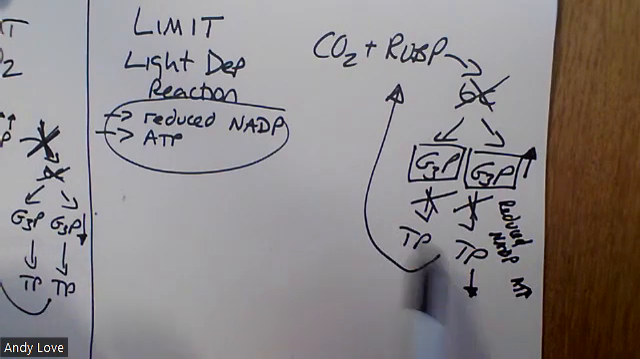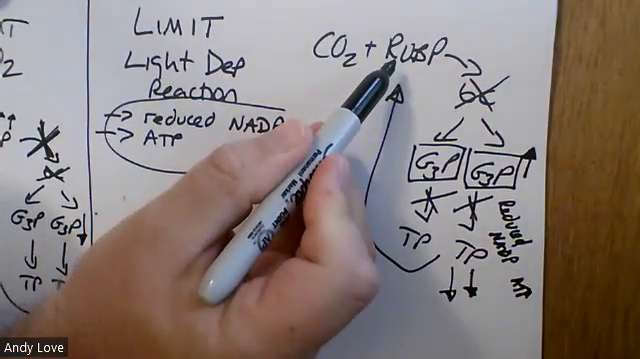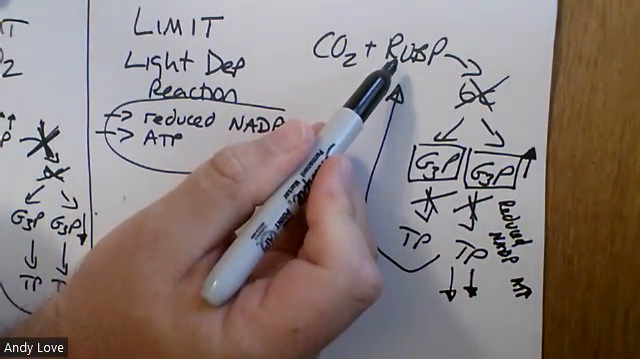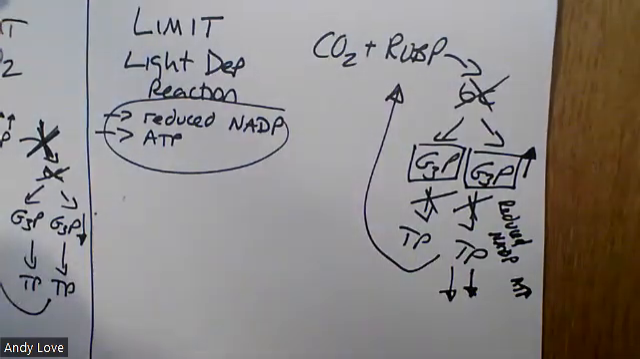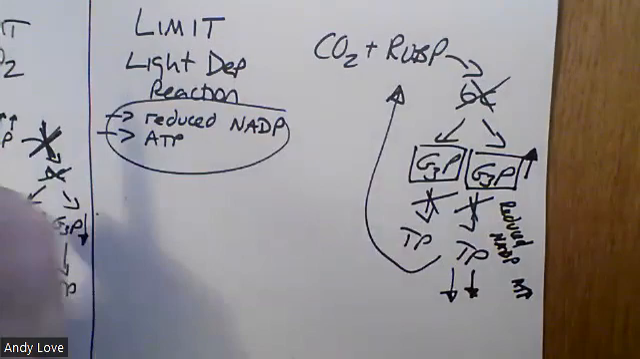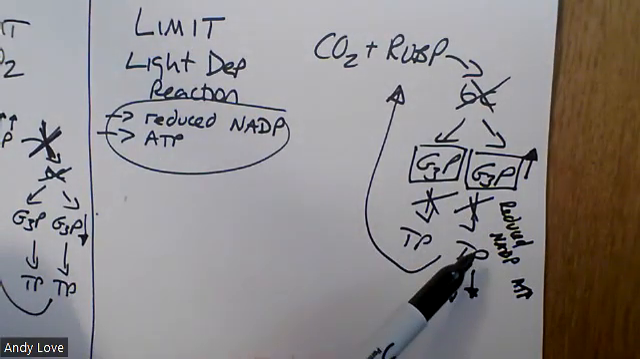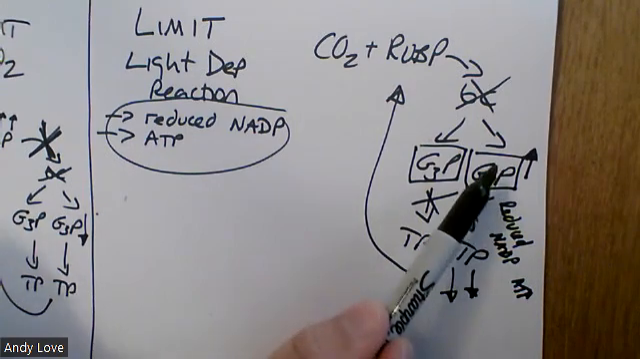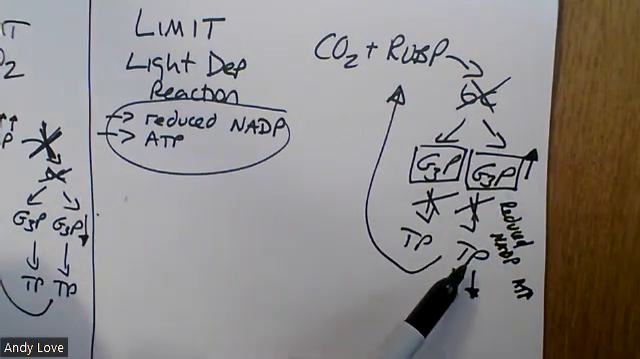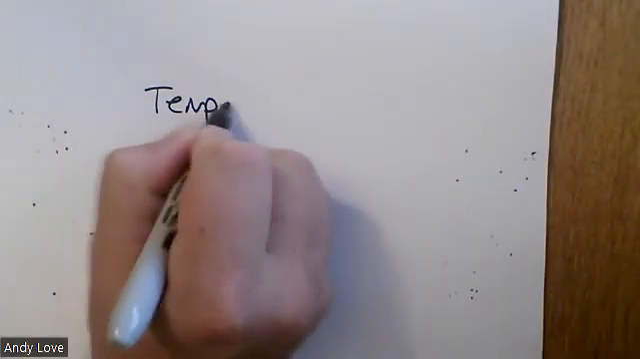Any TP that is present is going to go down, because it's being converted into RUBP. The RUBP is being turned into GP. So again, the rest of the cycle is happening, but the bit that can't take place is the GP to TP. So GP builds up. It can't be reduced to TP. And then your last one in this reaction is the effect of temperature.